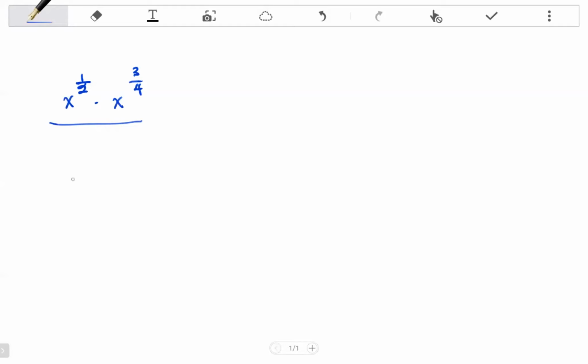Nobody? Okay. Well, if x to the a times x to the b, it's the same thing as x to the a plus b. So if we want to simplify this into one term, we can add the exponents. In this case, 1/2 plus 3/4 is going to be 5/4, right? So we can rewrite this as x to the 5/4. That's how we simplify this. This is just adding exponents.